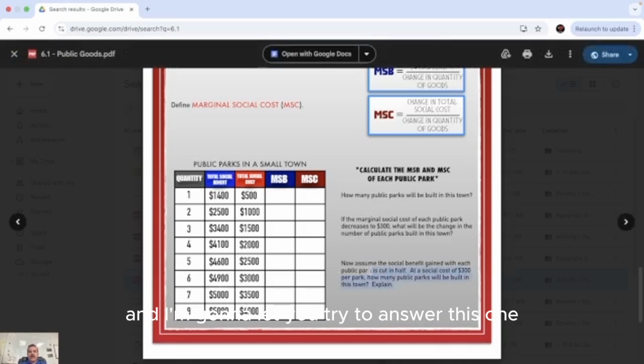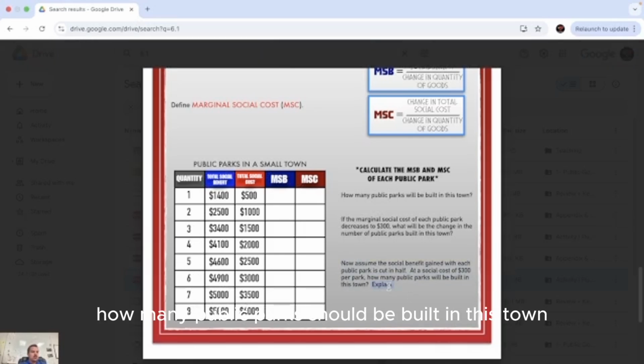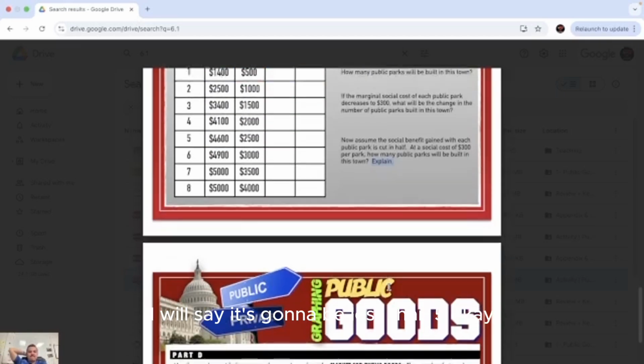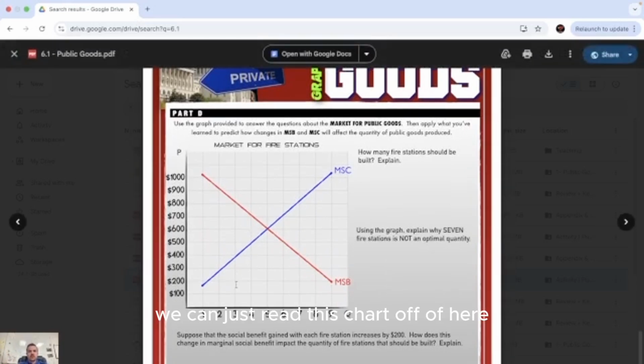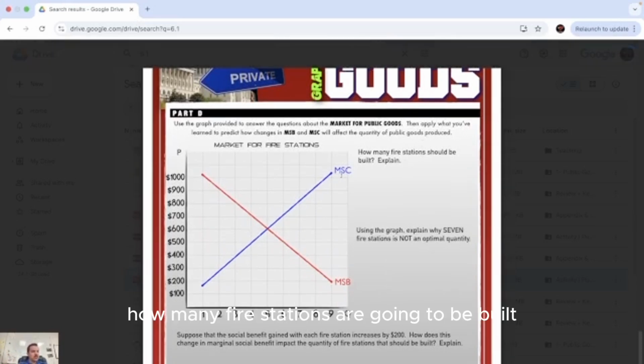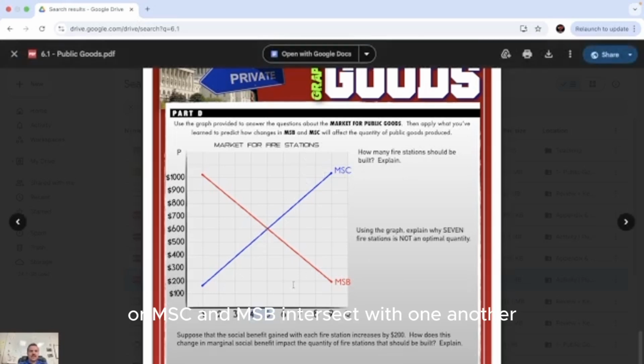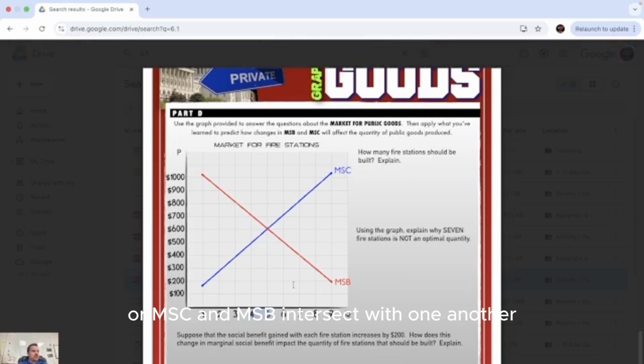And I'm going to let you try to answer this one. How many public parks should be built in this town? I will say it's going to be less than 5. Okay, and you don't need to explain it for that. Part D, we can just read this chart off of here, how many fire stations are going to be built. It'll be at our equilibrium of 5, where MSC and MSB intersect with one another.